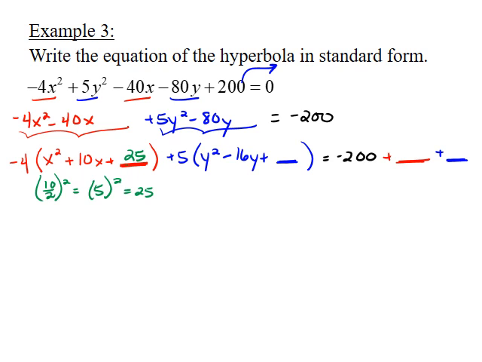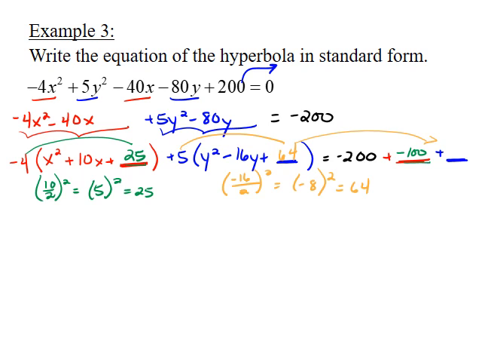Now, just because I write 25 here doesn't mean the 25 goes here. I'm really multiplying this 25 by -4, so I'm really going to have a -100 here. Then over here, I take b divided by 2 squared, which is a -8 squared, which is 64. So that is going to go here.